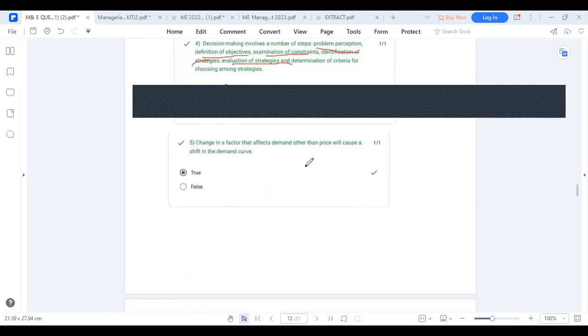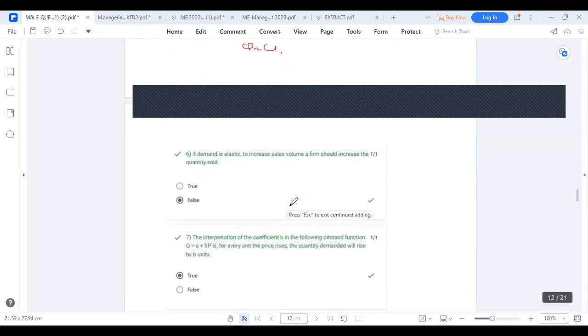So a change in a factor that affects demand other than price will cause a shift. Correct. So price is the only factor that will only move along the demand curve from point A to point B, because price will move from P1 to P2, causing Q1 to Q2. So other than this, if we're going to increase income, it will shift. The demand will shift outwards. If income shrinks, it will shift inwards. So other factors like taste, other factors like population, all of them will cause a shift in the demand curve except the price. So I want you to not memorize the answers only, but to understand the principle.